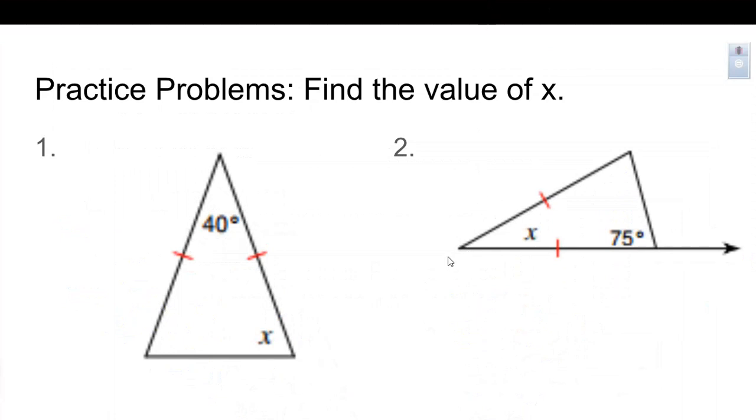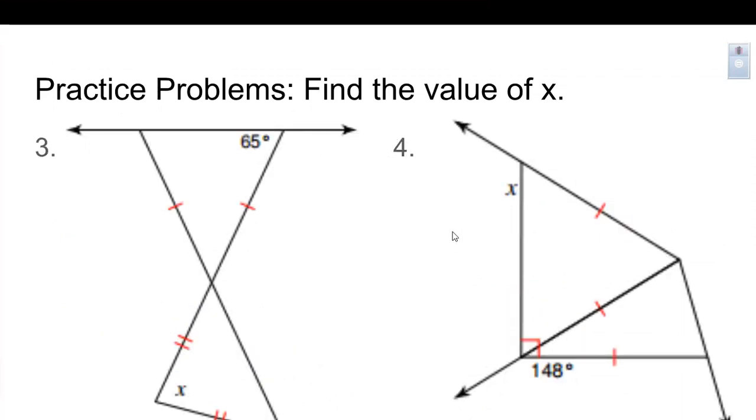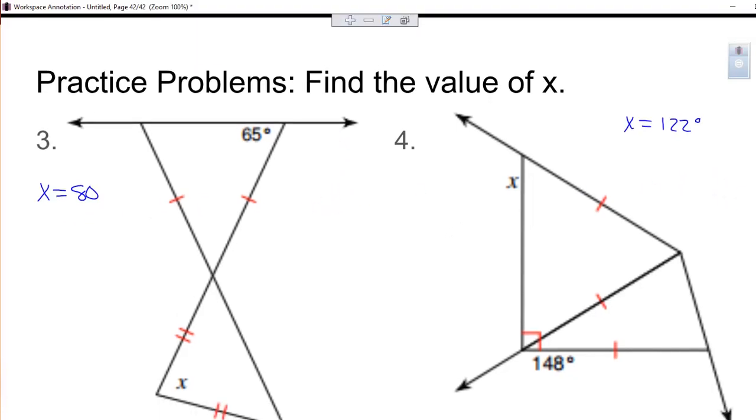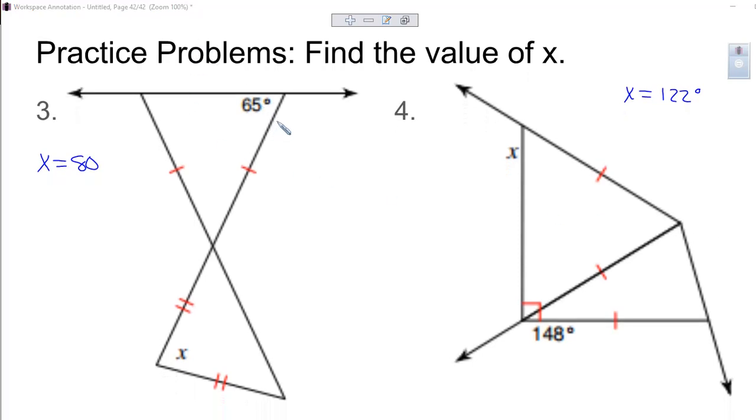All right, I want you guys to work numbers 3 and 4. So pause the video and come back and check your answer when you're done. All right, so I've got your answer: for number 3 is 80, and the answer for number 4 is 122. But let's show you how this works.